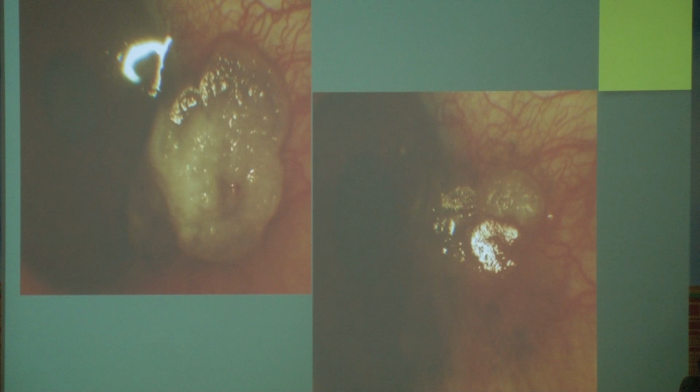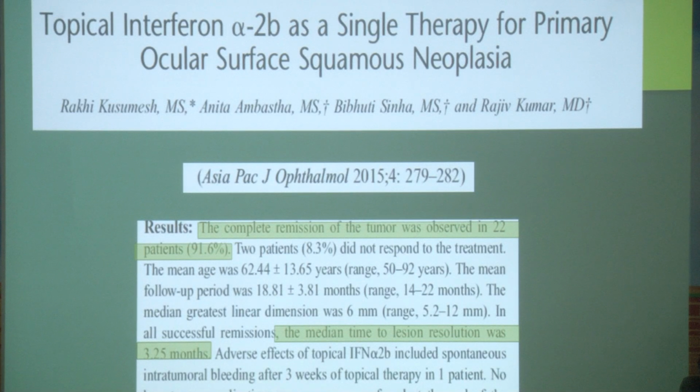This is a case of leukoplakic OSSN. Leukoplakic OSSN basically responds very slowly to any topical drugs, particularly interferon. They respond slightly faster to MMC, but you may need surgery in these cases. We did a study on topical interferon alpha 2B as a single therapy for primary OSSN, and we found very good results. 91.6% of cases responded to this, except a few SCC and mucoid cases.